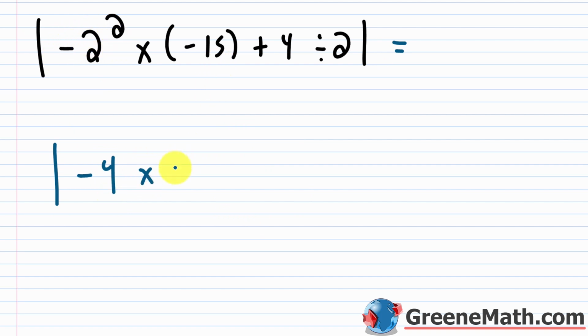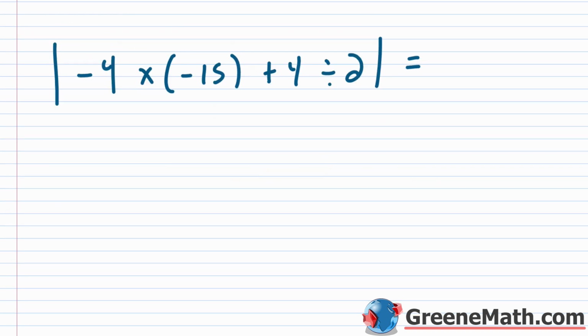Then times, here you have this -15, and then +4, and then divided by 2. Let me close that down. Now I have multiplication, addition, and division. Multiplication and division are on the same priority level. They are worked left to right. This one is to the left of this one, so I'm going to multiply first. -4 times -15, negative times negative is positive, 4 times 15 is 60. So I'll put the absolute value of 60, then +4, and then divided by 2.